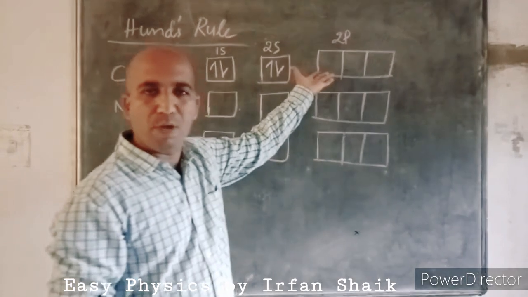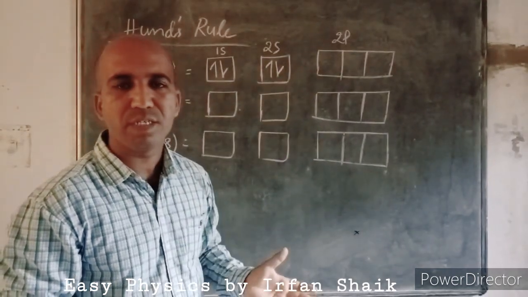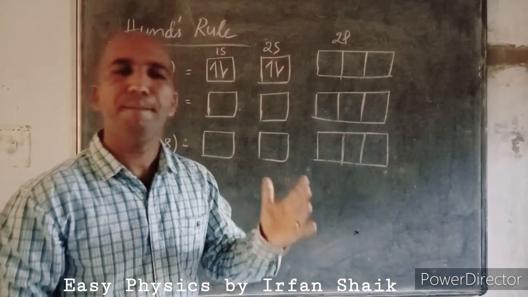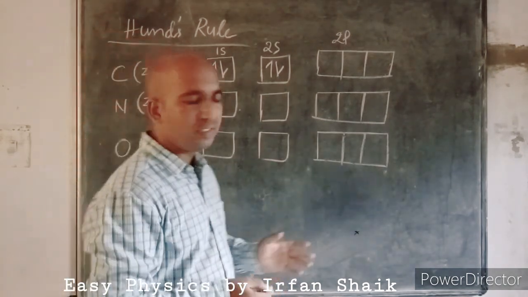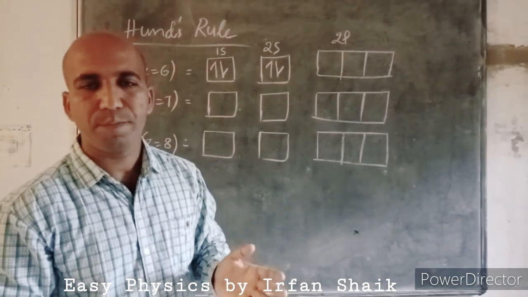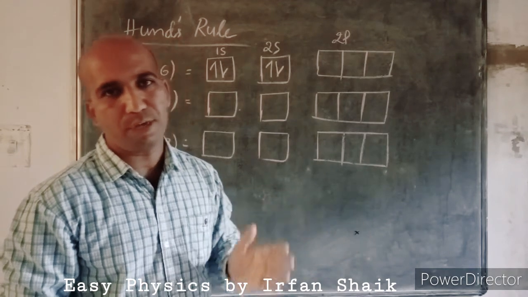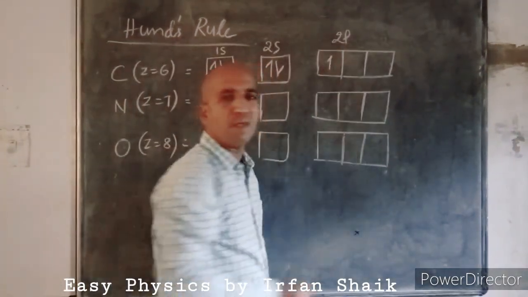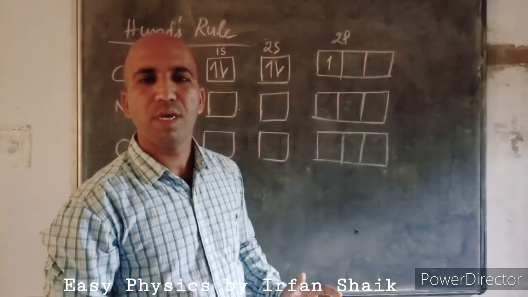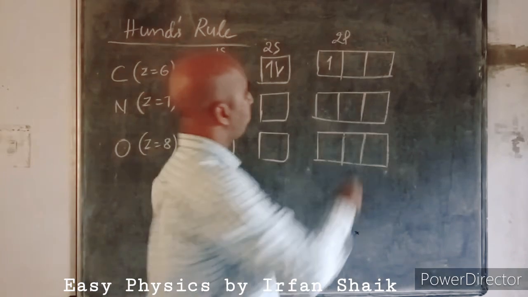In the 2p orbital we have 3 degenerate orbitals, that means px, py and pz. And where will these 2 electrons enter? According to Hund's rule, each electron has to occupy each degenerate orbital first. So the 5th electron will enter the 2px orbital, and the 6th electron will enter the 2py orbital.